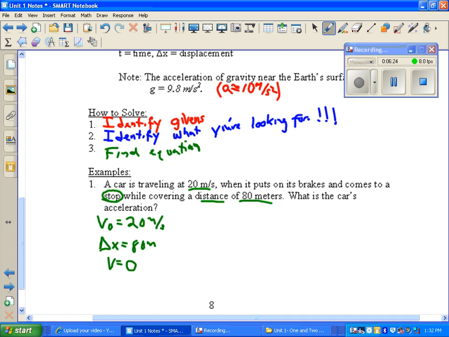And then, the other thing is, what am I looking for? What is the car's acceleration is the last sentence. So A is what I'm looking for. Now I have to find the appropriate equation. So I want an equation with V0, delta x, V, and A. And here's a hint. It can't have T in it because T isn't one of my givens. It's not what I'm looking for.